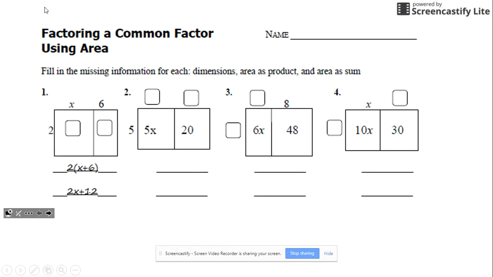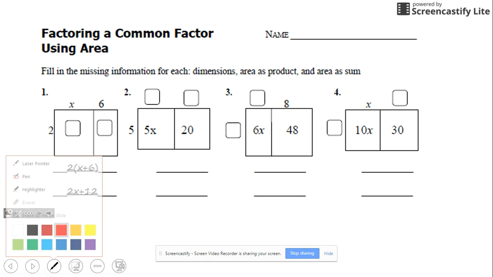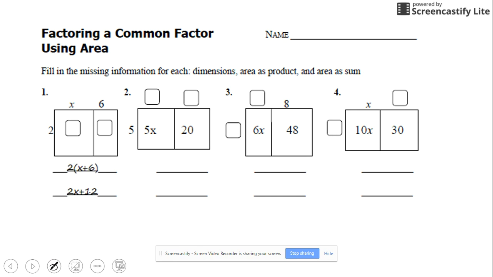Okay, so this is video 2 for factoring with the distributive property. First we're going to fill in the missing dimensions with what we're given, and they already gave us the 2 and then the x plus 6. So this is kind of a review. So we would fill in 2x, and then 2 times 6 would be positive 12. So there's where that expression comes from.